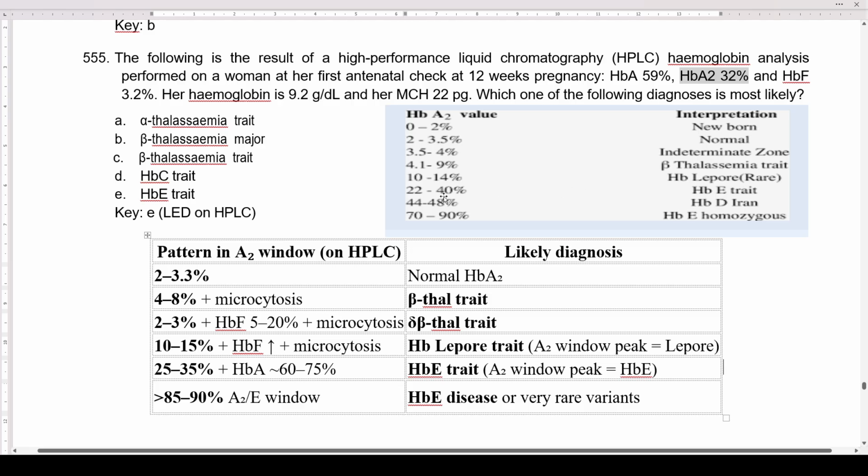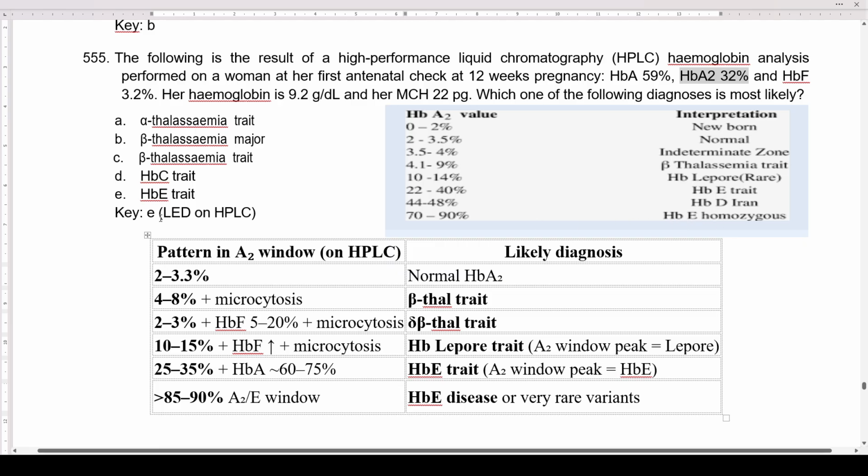Then 22 to 40%, or maybe 50%, is HbE trait. Just see, HbA2 is 32% here, so based on that, this is a scenario of HbE trait. After that, if it is between 44 and 48 or 50%, it would be a case of HbD Iran, and not HbD Punjab, because D Punjab has a separate peak in the D window. Then if it is 70 to 90%, it goes towards HbE homozygous.